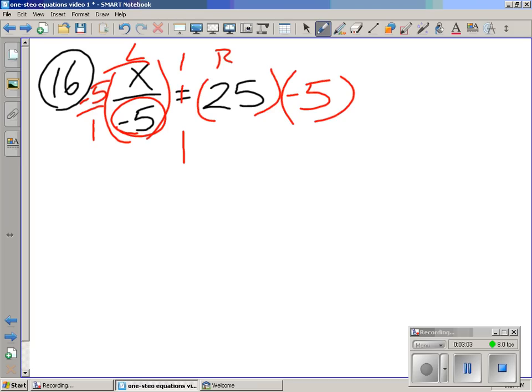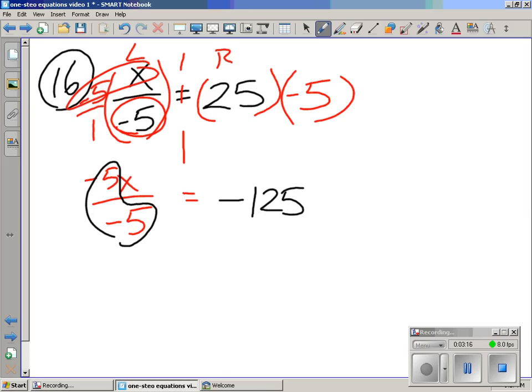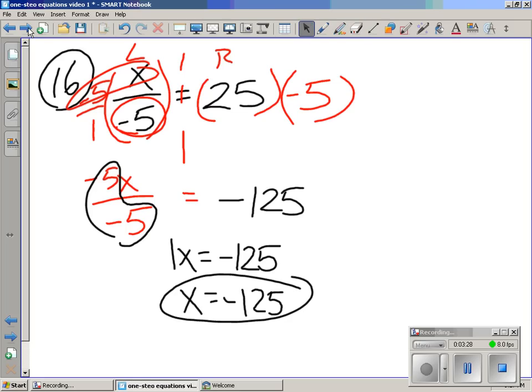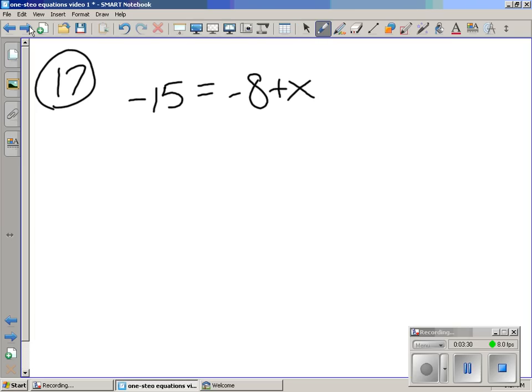On the left side, I get -5x in the numerator and -5 in the denominator. On the right side, I get -125. And -5 divided by -5 is 1. So I get 1x equals -125. And finally, x equals -125. A few more problems to go.